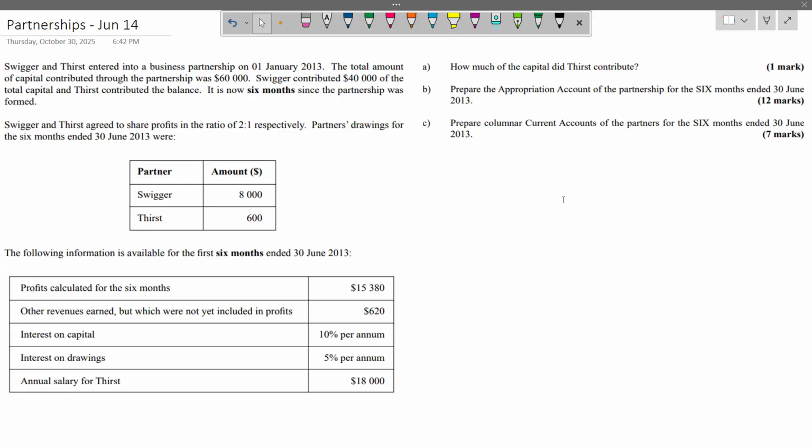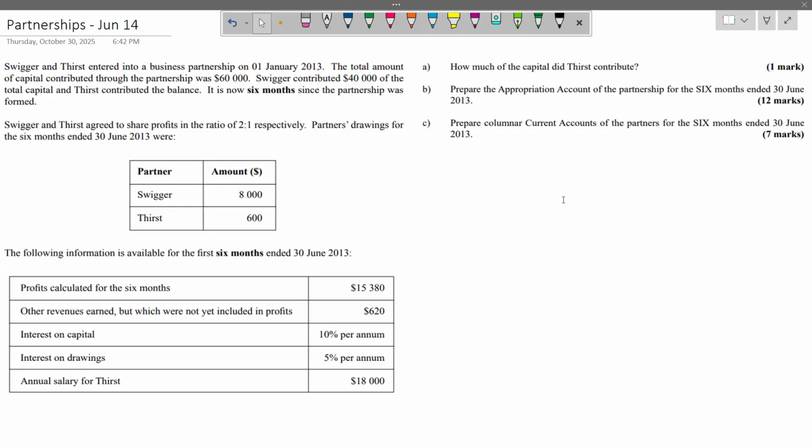Right, so looking at the June 2014 partnership question. Swigger and TUS entered into a business partnership on the 1st of January 2013. The total amount of capital contributed through the partnership was 60,000. Swigger gave 40,000 of the total capital and TUS contributed the balance. It is now 6 months since the partnership was formed.